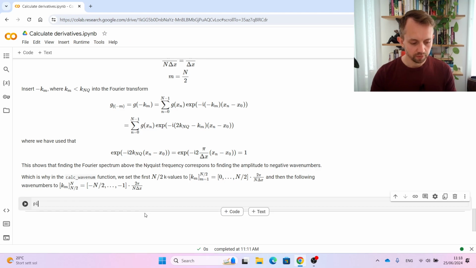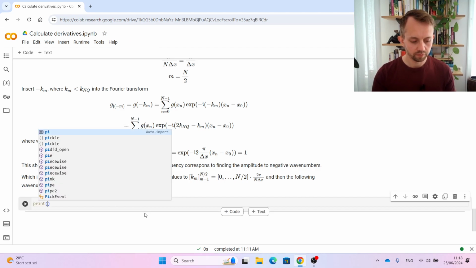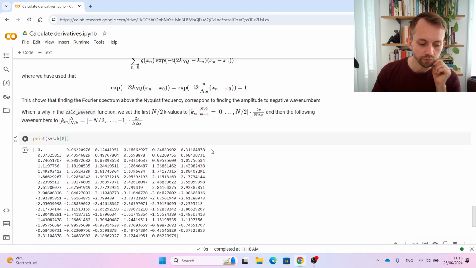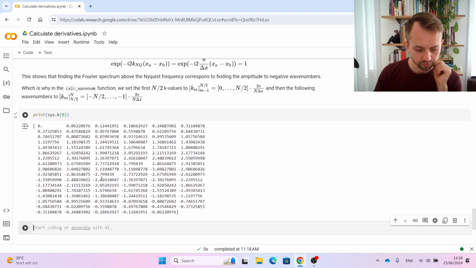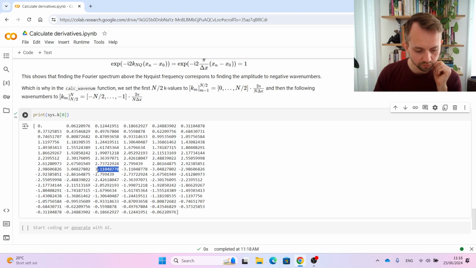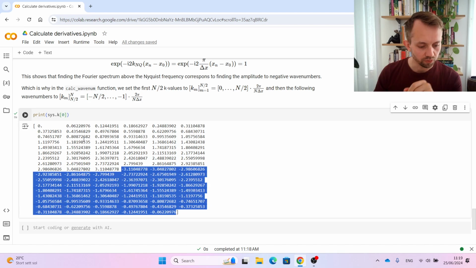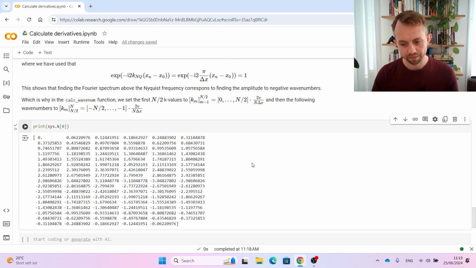So if I now print the k numbers here, you can see that the first wave numbers starting from 0 are all positive and increasing all the way until this wave number here, which then turns negative, and then you just get the negative values increasing up to the mirror image of that.